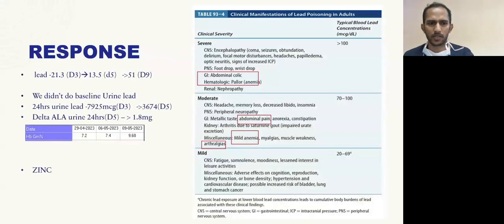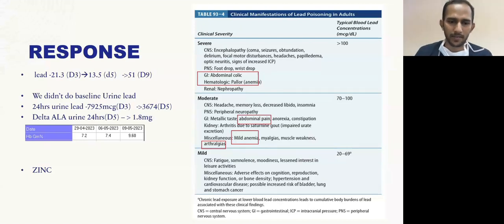So the response for our patient: we assessed the lead levels on day 3 and day 5. Day 3 lead level was 21, down from 72, and day 5 was 13. However, post discharge on OPD review, his lead level has come up again to 51, due to redistribution. We did not do a baseline urine lead for him, but a 24-hour urine lead on day 3 showed 7,900, which is mobilized from the body and excreted in the urine. The delta ALA in the 24-hour urine at day 5 was 1.8. Previously, it was 32, which suggests that heme synthesis is back in action.